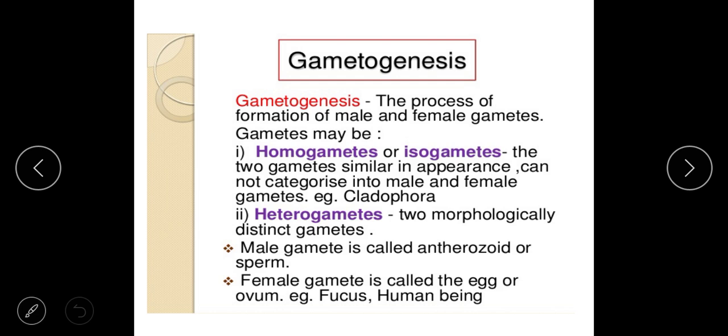Now the gametes which are formed can be classified into two types: isogametes or homogametes, and heterogametes. If the gametes are similar in structure, the male gamete and female gamete not being morphologically distinct, we call them isogametes. And heterogametes are those where the male and female gametes are morphologically dissimilar.